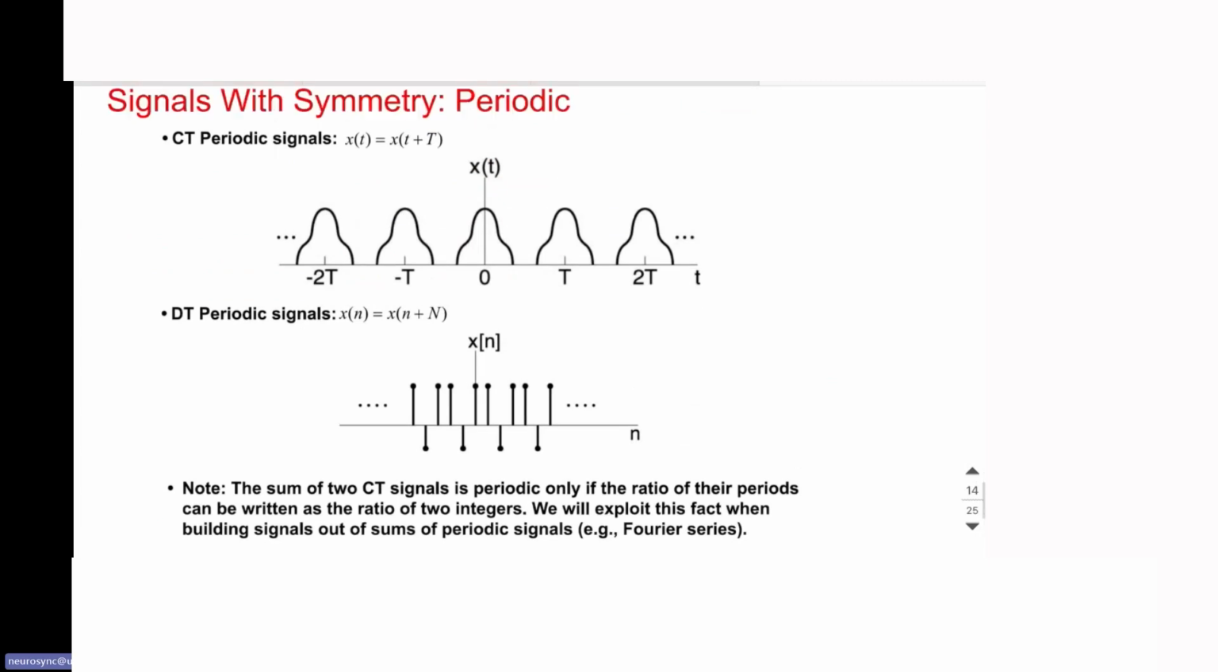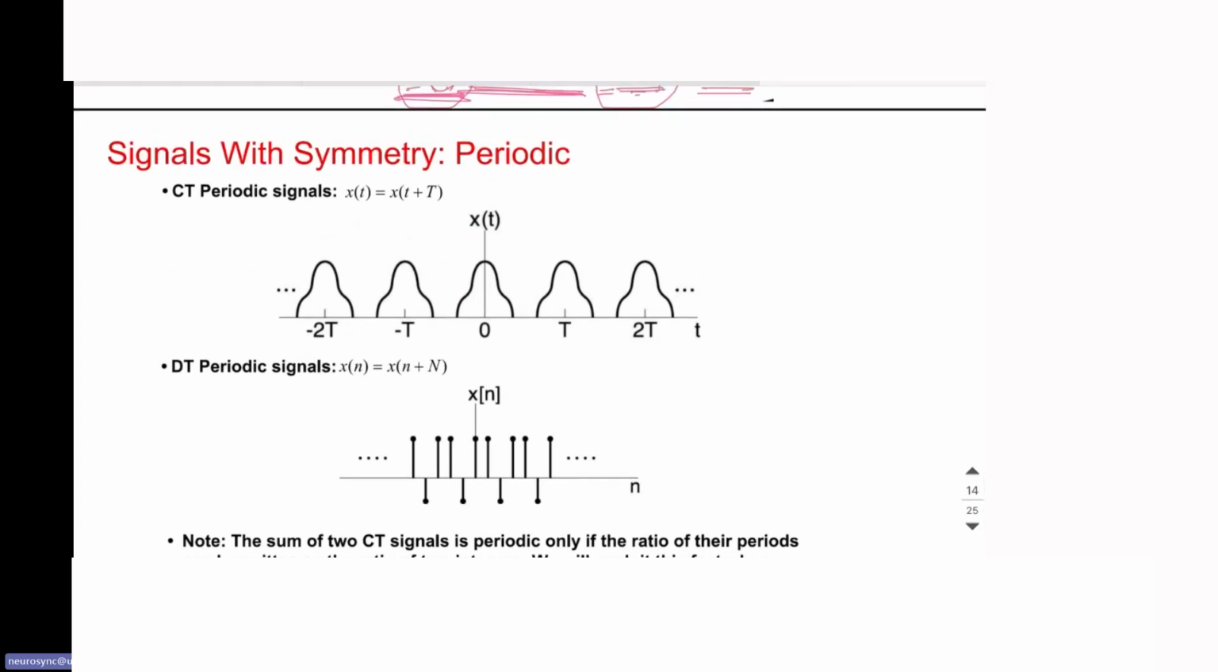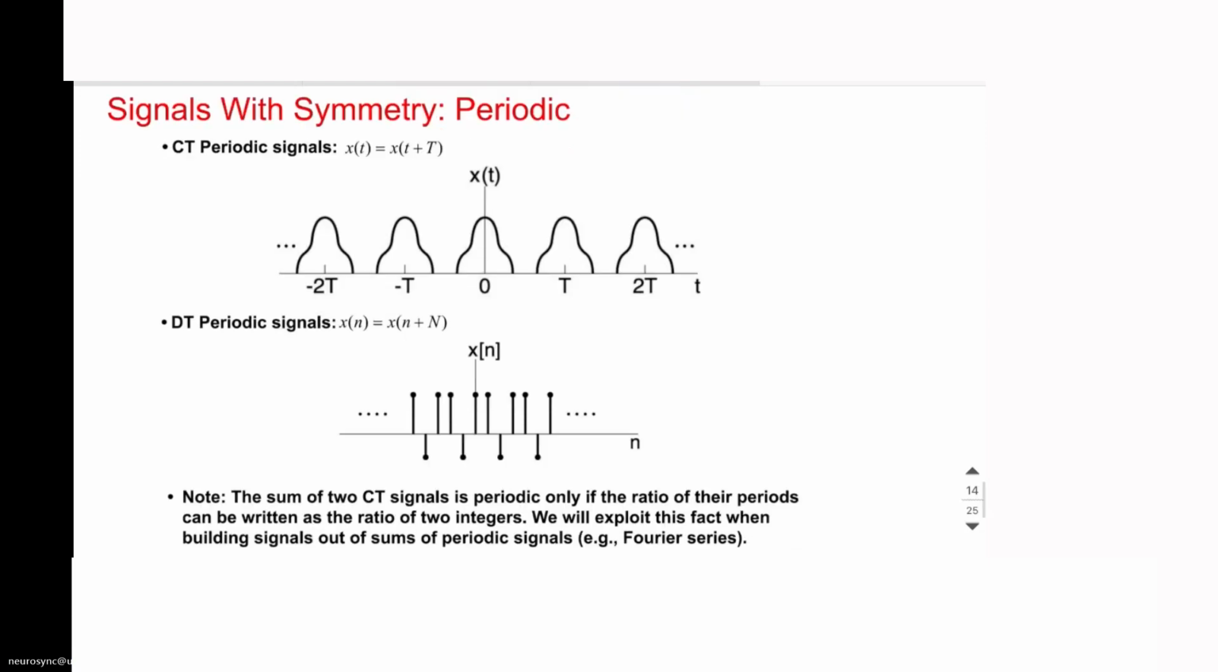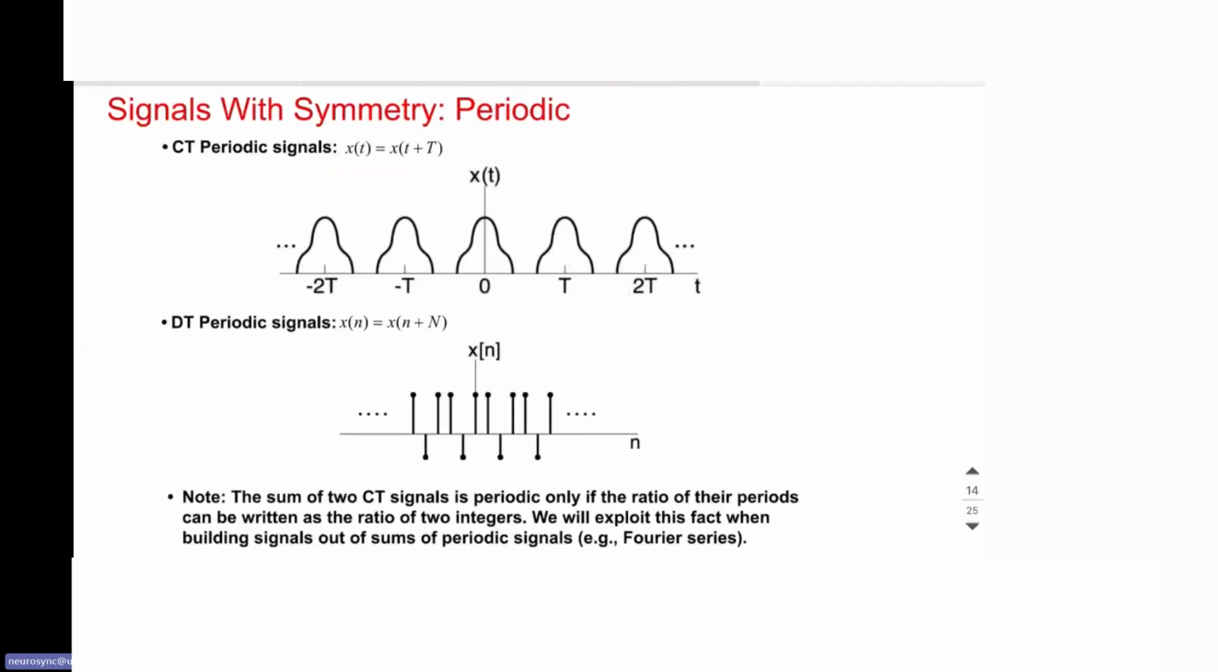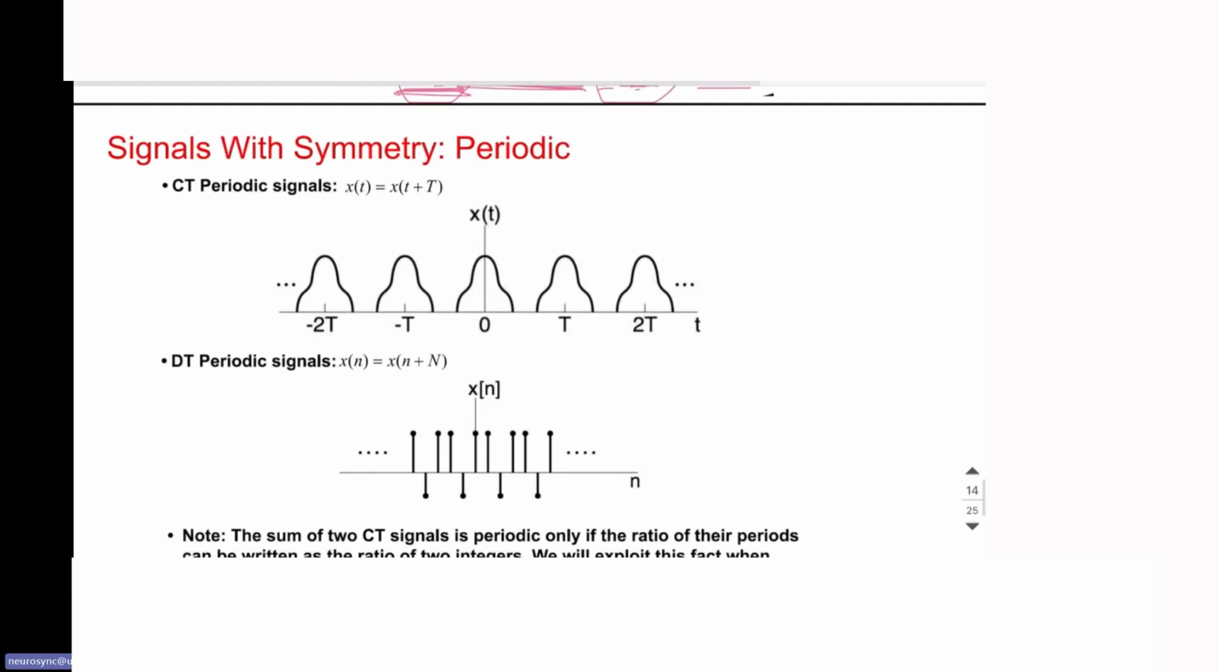Now, there are some properties of signals. The very important properties are the periodicity of the signal, and the symmetry of the signal. That also we need to check. Now, with this symmetry and periodicity, how do we define a periodic signal?